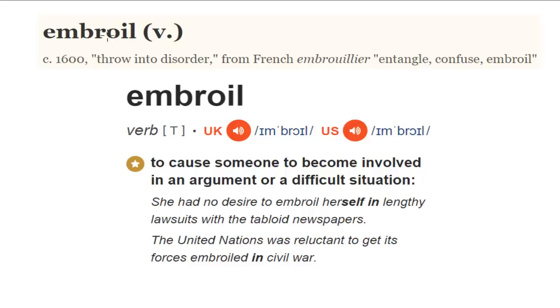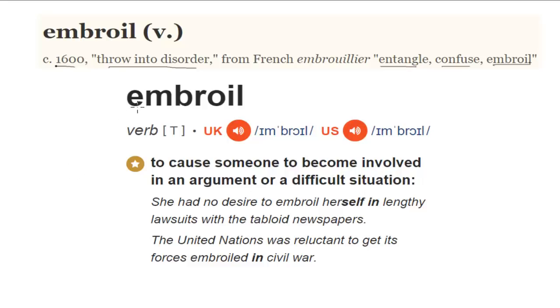If you have a look at the word, today's word is embroil, and as we see at the top, the word embroil dates back to almost 1600, and it means to throw into disorder. It comes from the French word embrouiller, which means entangle, confuse, or embroil. This is basically the meaning, to throw into disorder. The modern meaning is slightly different. It says to cause someone to become involved in an argument or a difficult situation.